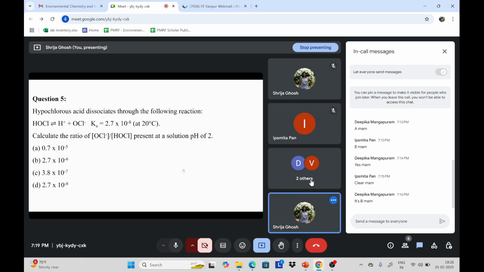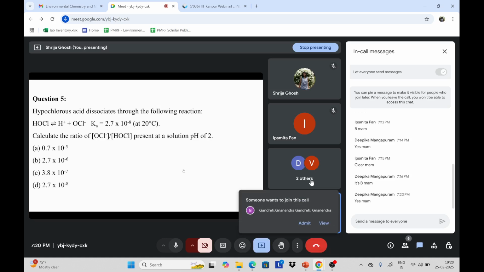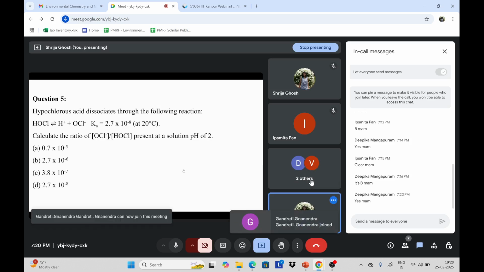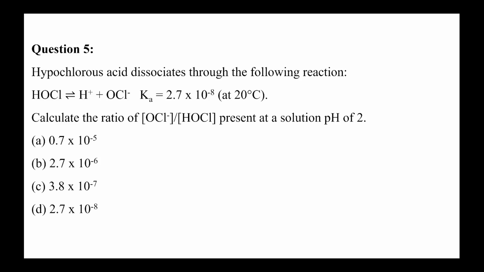Only one person answered this question, so I'm assuming others have understood because she has answered it correctly. So I hope everybody is understanding. Okay. Moving on to the next question now. Next question is question number 5.